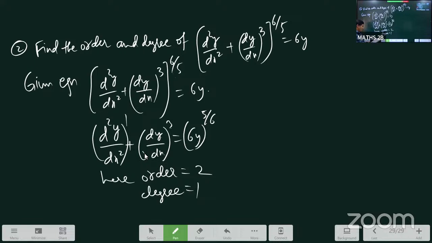So this is about order and degree. Like this, if you open your textbook, these are two very important questions. But if you open the textbook, you'll come across 5-6 more sums. Only you have to check whether it is having any fractional power or not. If at all it is having any fractional power, then you are going to remove that fractional power. Is it clear, everybody? Yes.